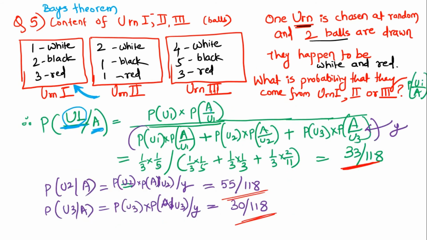Just keep this value over this place and perform all of this. Just keep all of these remaining values. We will get the value that is 33 by 118. So there is 33 divided by 118 possibility, such that whatever balls you have taken out are coming from urn 1. In the same way, we have to perform for urn 2 and urn 3. So the chance for urn 2 is 55 divided by 118, and the probability that whatever balls you have selected are coming from urn 3 is 30 by 118.